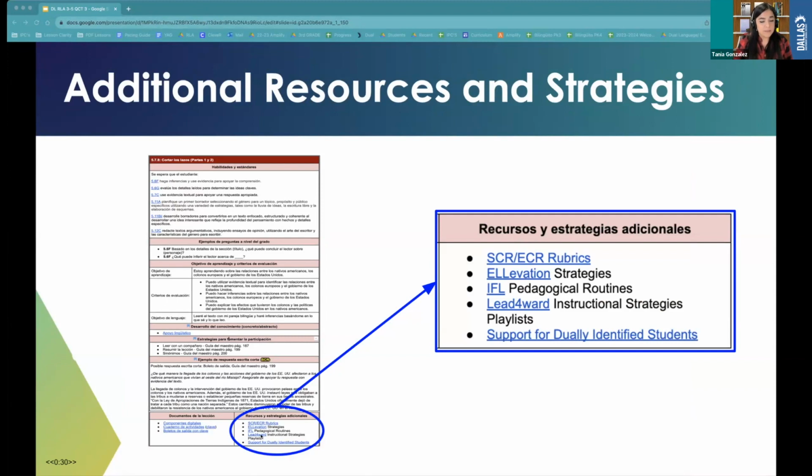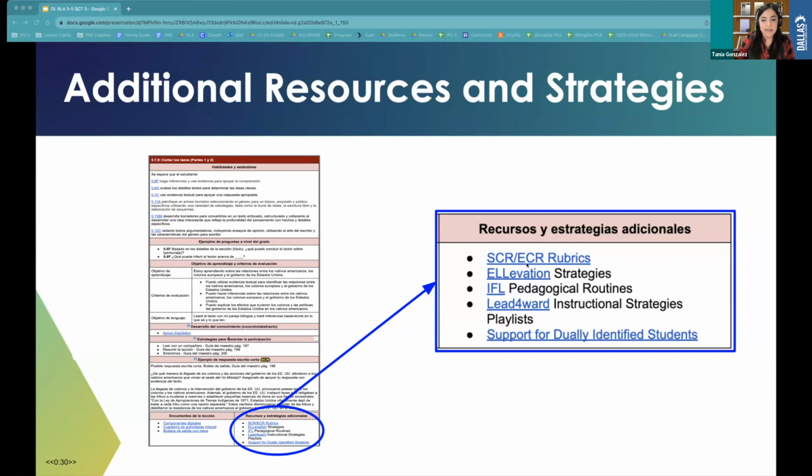But also remember that at the bottom of your lesson clarity, you have this section that says recursos y estrategias adicionales. Some of these links are also strategies, like for example, the lead forward instructional strategies. If you access that PDF document, you will find a lot of different strategies that you can include in different parts of your lesson. But today we'll focus again with Elevation.